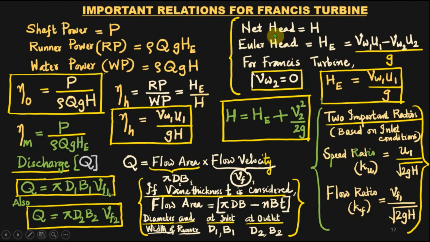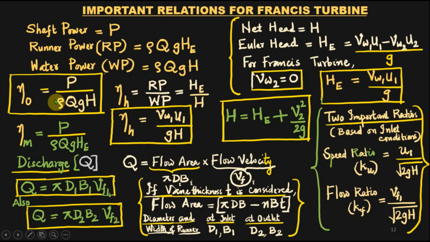And net head is indicated by the letter H, which of course is equal to gross head minus frictional head loss HF in the penstock. For Francis turbine, usually Vw2, the velocity of whirl at outlet, is 0. So therefore, the Euler head expression He, or runner head, is given by Vw1 u1 divided by g, which is relatively simple.